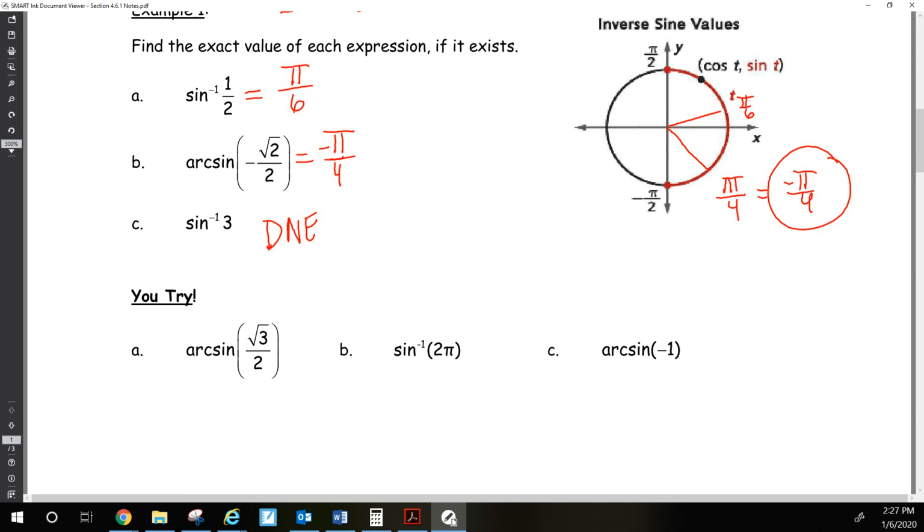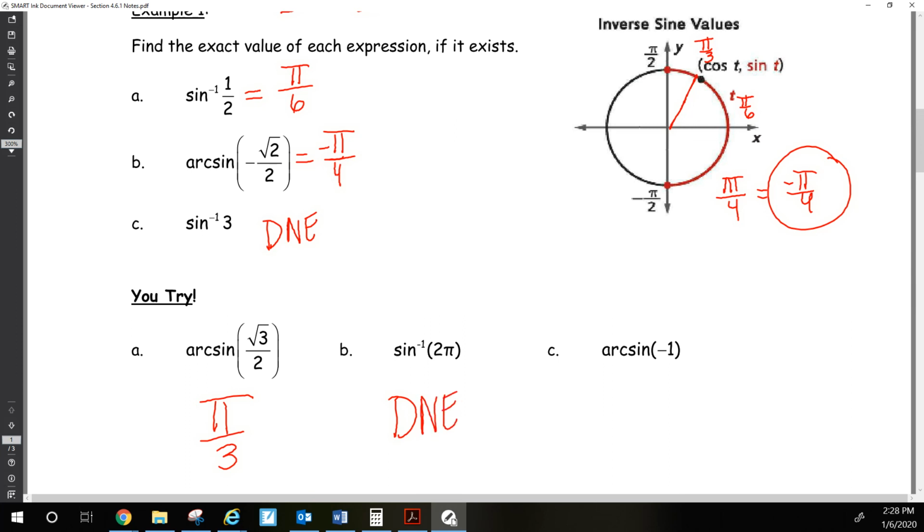All right, hopefully you tried those. We're looking for arcsine of square root 3 over 2. Where on my unit circle is the y value square root 3 over 2? Because it's positive, it's going to be up here at pi over 3. Next, where on my unit circle is my y value going to be 2 pi? Well, 2 pi is 6.28 and so on. Is that between -1 and 1? No, 6 is bigger than 1, so this one is not going to exist.